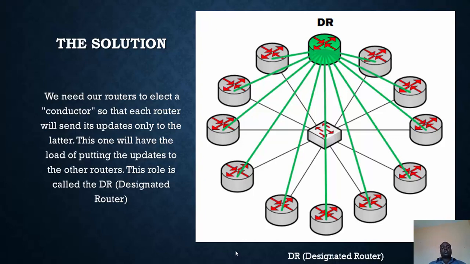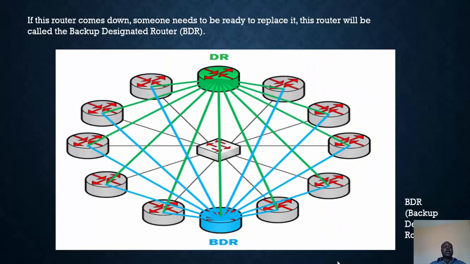We need our routers to elect a leader so that each router will send its update only to that leader. This one will have the load of sending the update to the other routers. This role is called the designated router. For example, this is the designated router that we represent here. All right, and now if this router goes down, someone needs to be ready to replace it. This router will be called the backup designated router. So if the designated router goes bad, we must have a backup designated router that is already set.